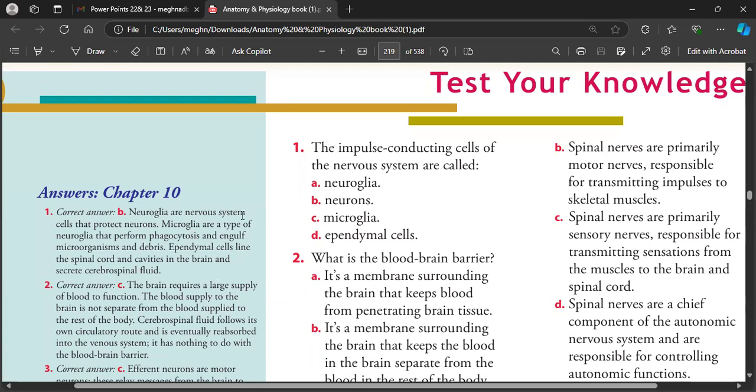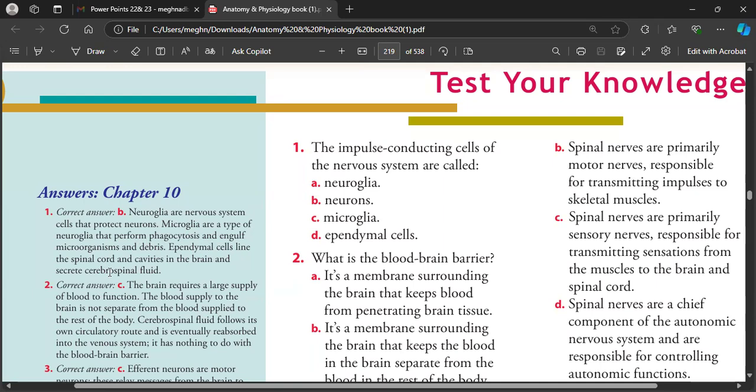Microglia is a type of neuroglia that performs phagocytosis and engulfs microorganisms and also other debris or foreign bodies. Ependymal cells line the spinal cord and cavities of the brain and secrete the CSF, cerebrospinal fluid. So here, the correct answer is neuron.